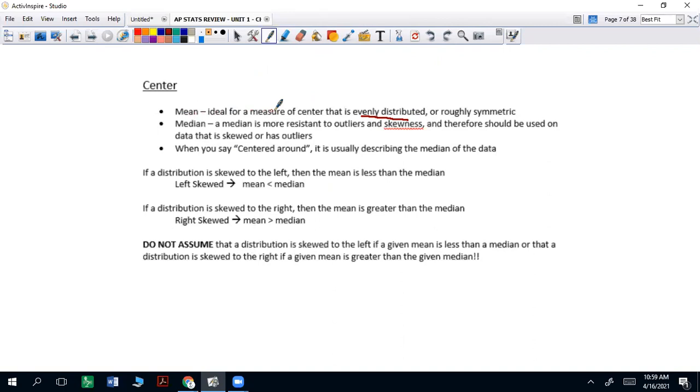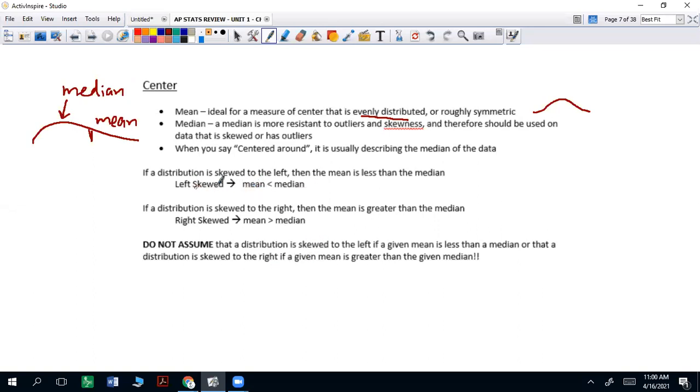So if it's symmetric, you can use the mean. Otherwise, if it's got a skew or anything like that, use the median. Because remember, in a distribution with skewness, the median will be closer to the actual center than the mean. The mean will always be to the right of the median if it's skewed right, and to the left of the median if it's skewed left. So that's just how that works.